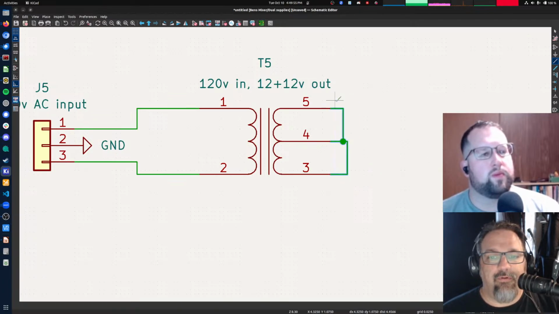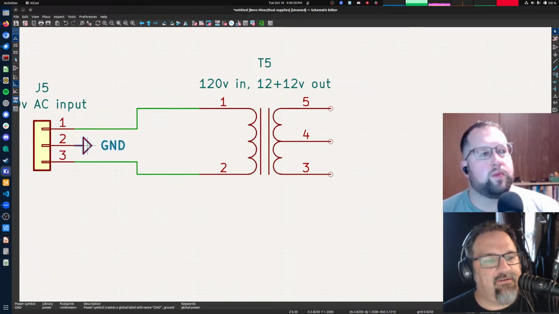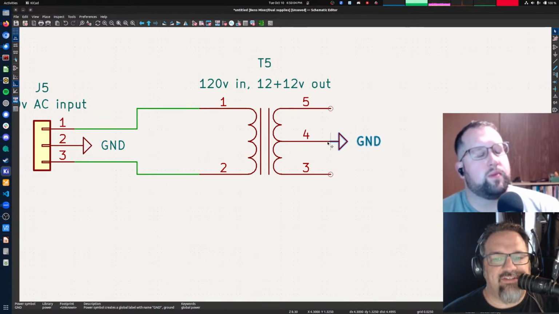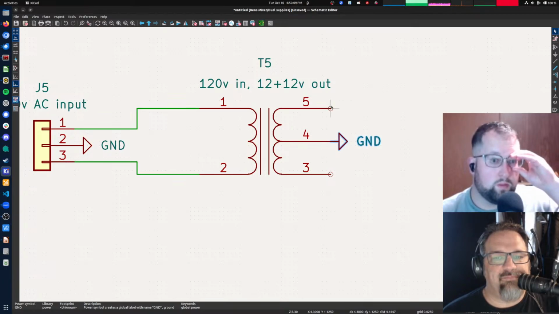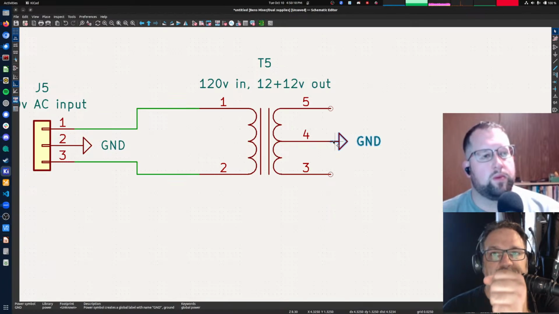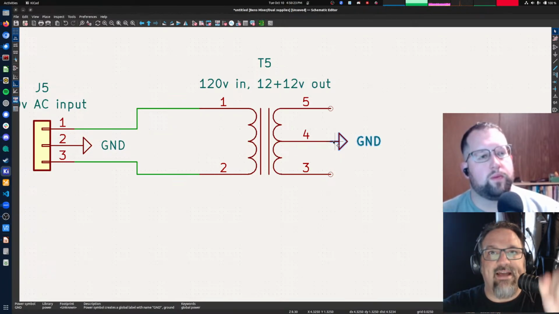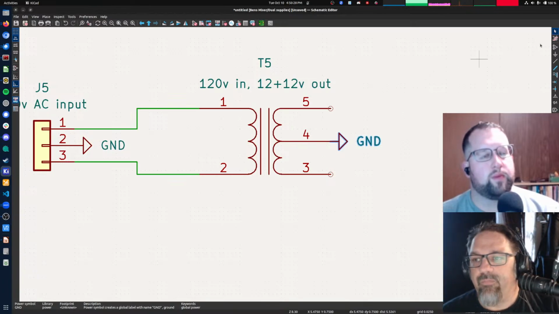Then I'll show you how we end up using that. We're going to tie that one to ground. Since I've tied this to ground, when this side is positive, this side will be negative, and when this side is negative, this side will be positive, because I am anchoring the middle of that transformer coil into ground. So now the two different halves of the transformer are going to be pushing in opposite directions.